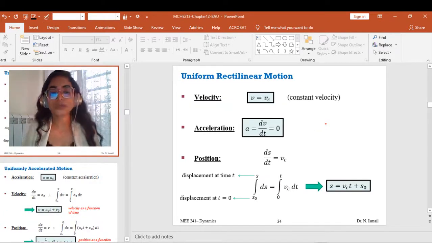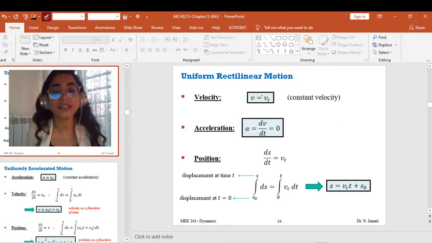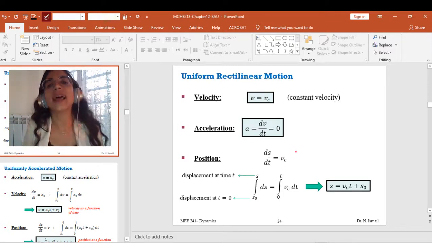So I'm going to start first by the first type, which is uniform rectilinear motion. And in this case, as we said, v will be equal to a constant. So if I do the derivative of v with respect to time, then a will be equal to 0 because a is equal to dv over dt. Now, how can I find the position? Alright, guys, I know that v is constant and the equation of v is given. v is equal to vc, which is a constant value. Alright, so how can I find s?